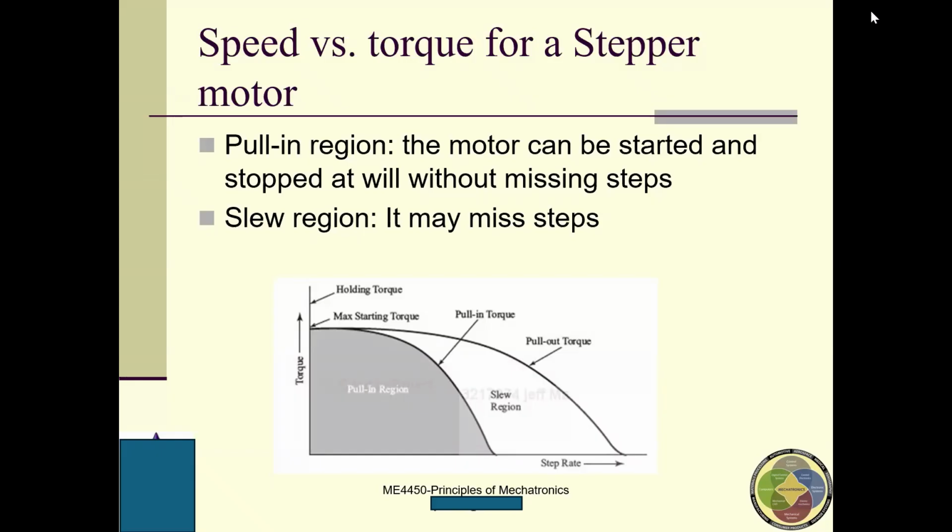It happens. So usually this data sheet is given by the vendor. It shows several regions. You can see the pull-in region, with the step rate and the corresponding torque. So this shaded area is called pull-in torque. What is a pull-in torque? Pull-in torque means there's no missed step. No step is missed. I mean, this guy closely follows your instruction.